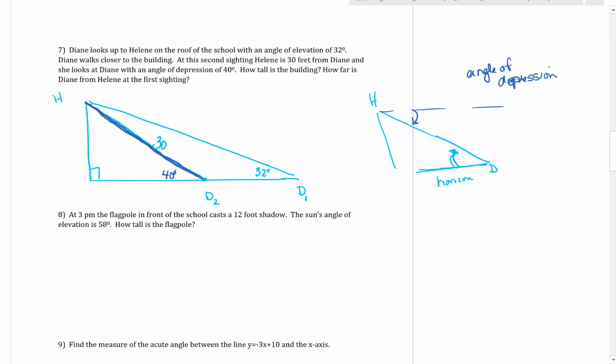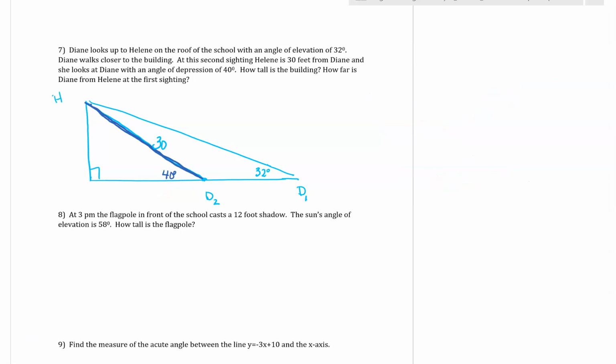Well, let me explain. Remember from geometry, we talked about how alternate interior angles, horizon lines, are parallel. So notice that these are alternate interior angles because we have a transversal that is intersecting two parallel lines. So if this is the angle of depression right here, you could also put the 40-degree angle right here. Those angles would be congruent.